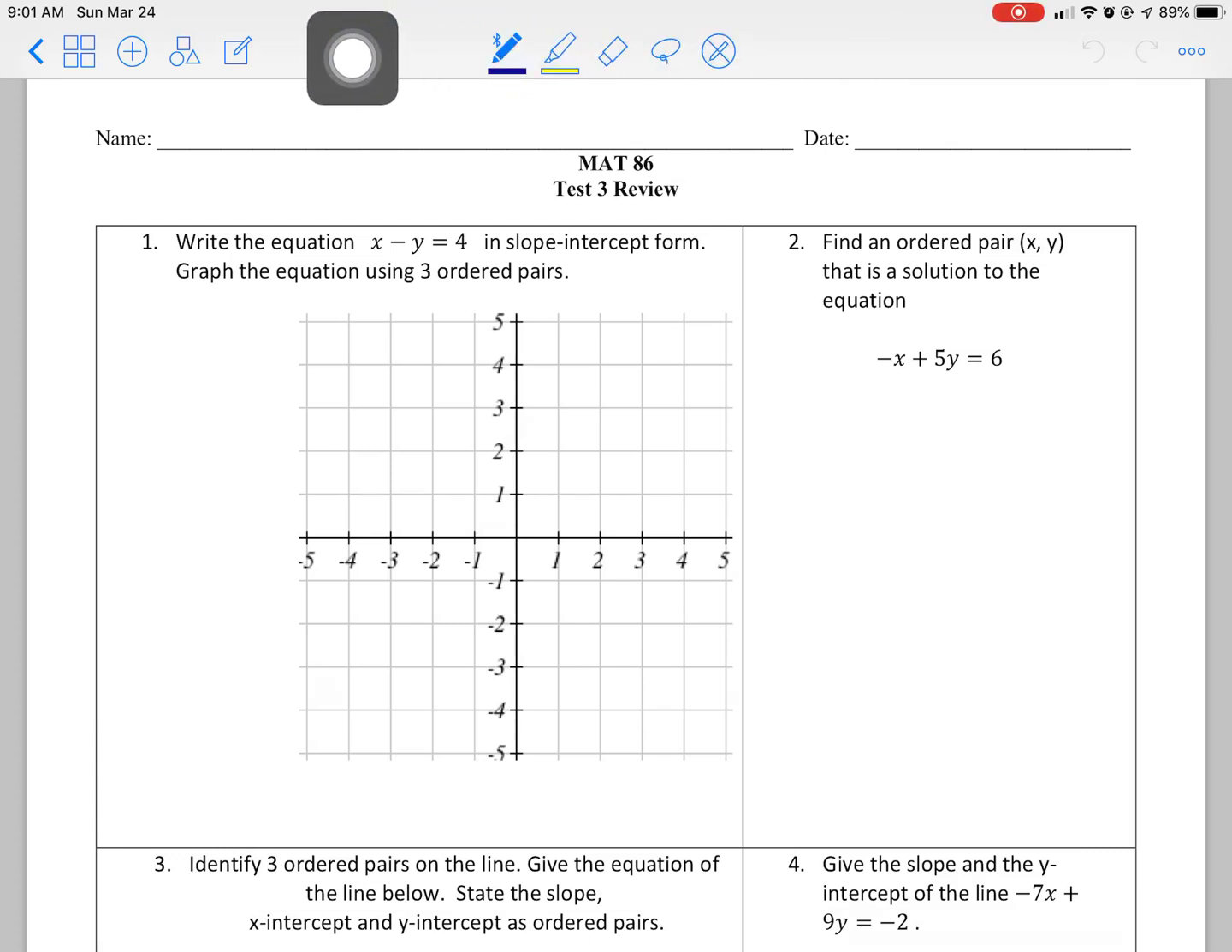All right, so let's start the Unit 2 Test 3 review. It's probably going to take a couple of videos. Let's start on page 1.